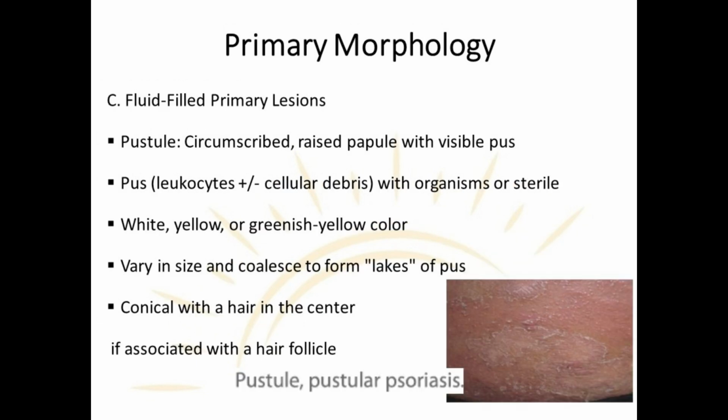Pustule. It is a circumscribed, raised papule in epidermis or infundibulum containing visible pus. Pus includes leukocytes with or without cellular debris, may contain organisms or be sterile. Color is often white, yellow, or greenish-yellow. Can be varied in size and coalesce to form lakes of pus. May be associated with hair follicles or may appear conical with a hair in the center.